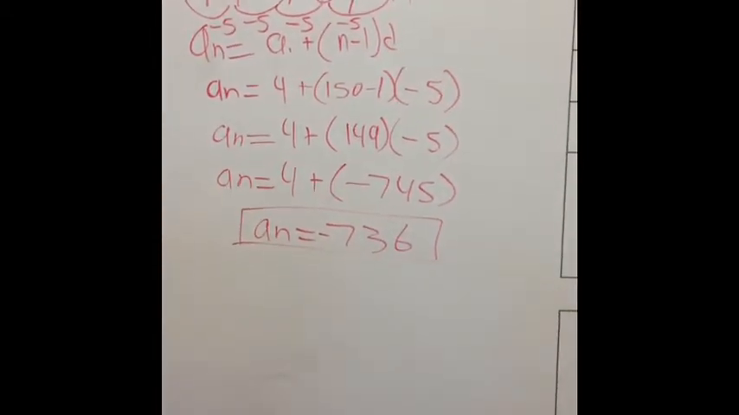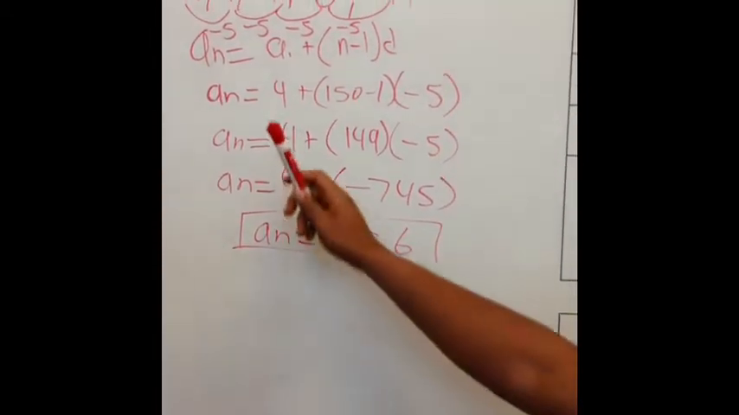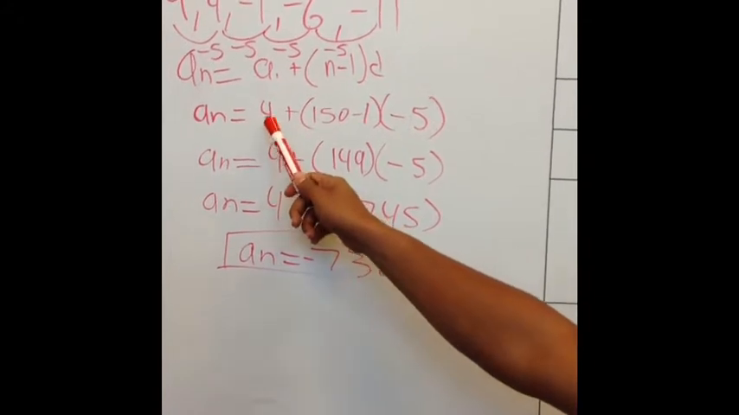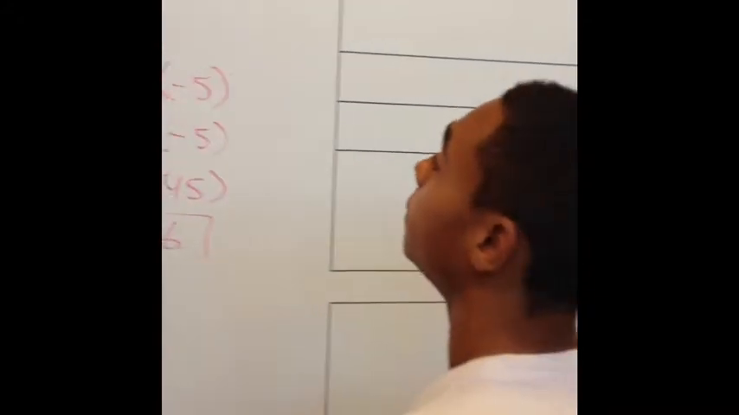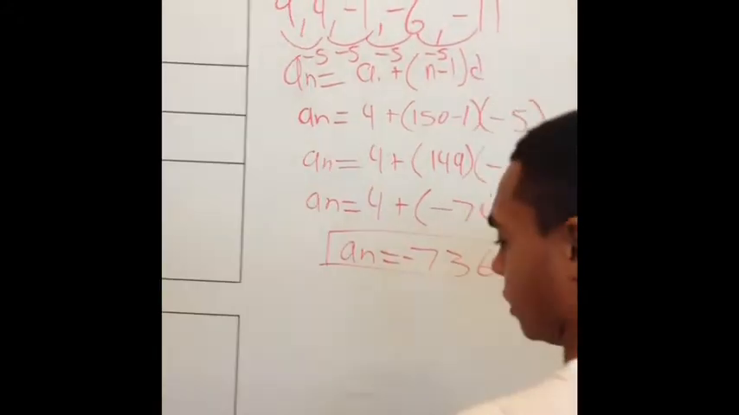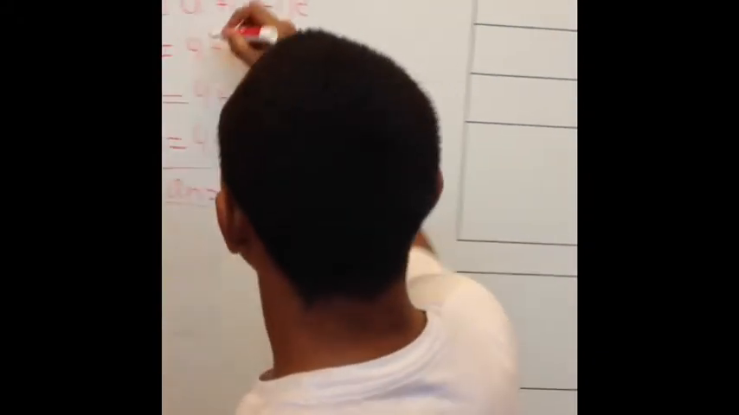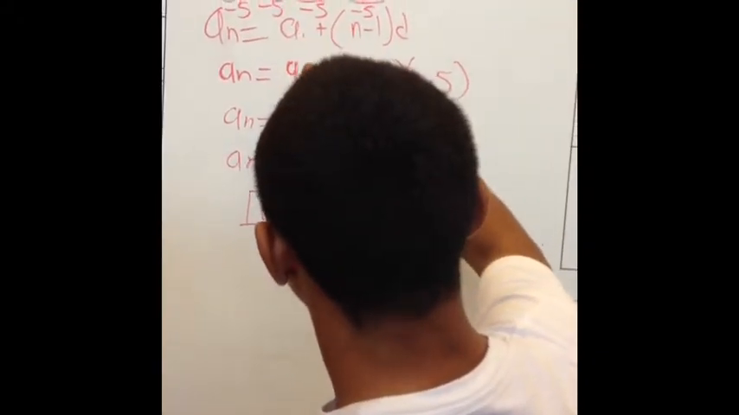So what we do is, oh dang, okay, I messed up. It's supposed to be 9. My bad, this is 9.